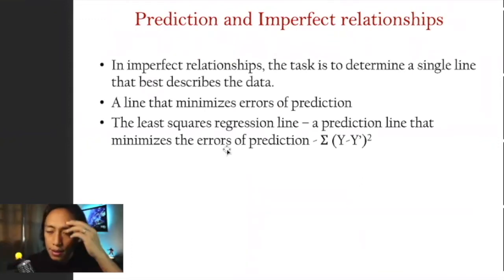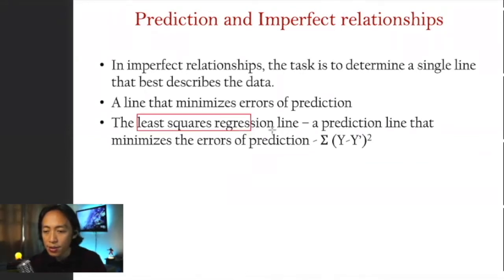So the goal for linear regression, especially in the context of imperfect relationships, is still to model our data using a line. And specifically, and this is very important, this line is called the least squares regression line. And that is the equation of the least squares regression line. So how do we derive the least squares regression line? Let me illustrate it to you visually first.